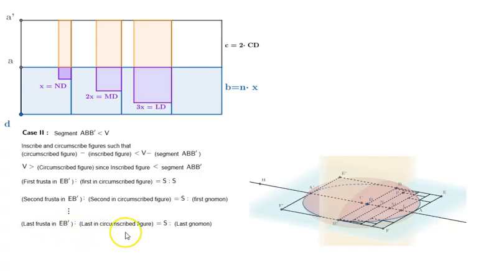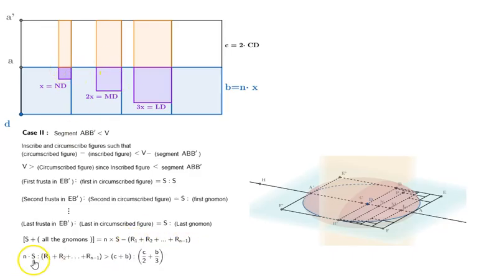So, last frusta in EB prime is to last in circumscribed figure is equal to S is to last gnomon. So, summing it all up, we have S plus all the gnomons is equal to N times S minus the remainders. So he is taking one single rectangle, overall rectangle S, to which he is adding all the gnomons. So that means he is taking N times S, here 4 times S, minus the remainders.